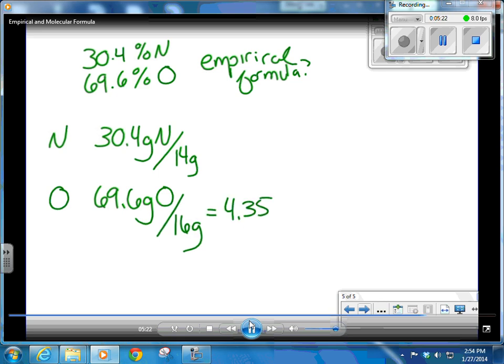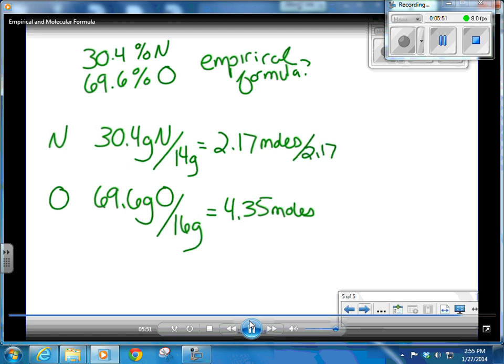So you convert the grams to moles, figure out how many moles you have. I have 4.35 moles of oxygen and 2.17 moles of nitrogen. Now, I'm not done. Do not just round here to 2 and 4. That's not an empirical formula. You have one more step that everyone forgets.